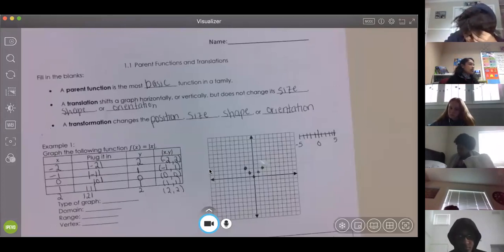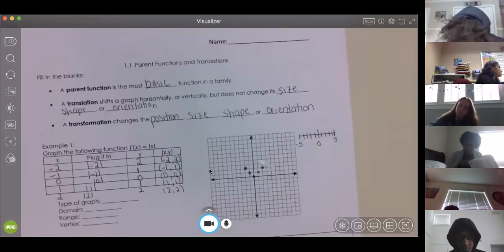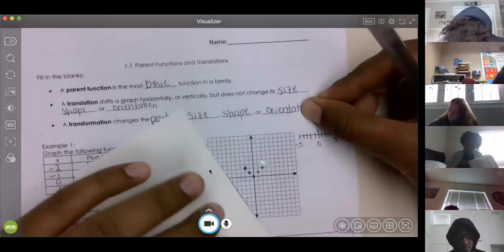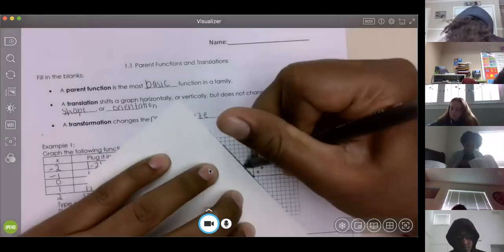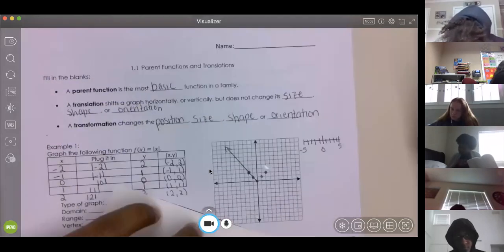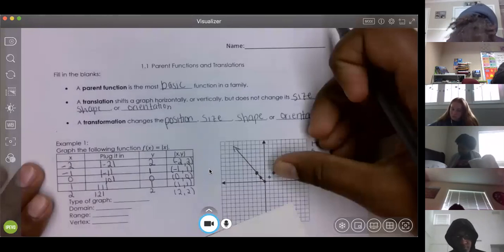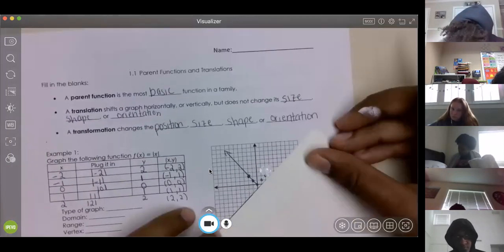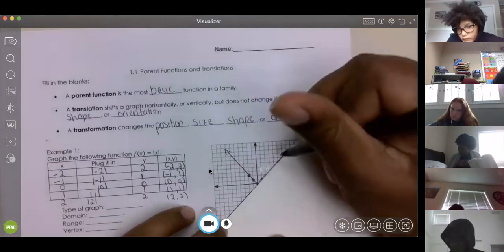All right, so you should see that this forms a V shape. So what you're going to do is take a straight edge if you have one and connect the points together. Might have to wait for this whiteout to dry to get that other part of that graph. All right, there we go, beautiful.